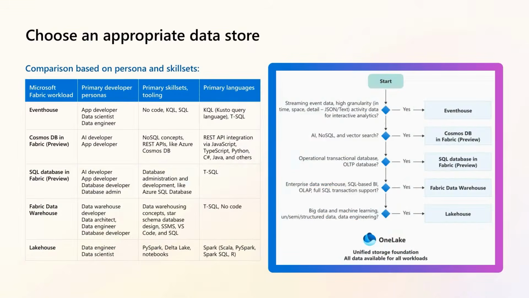Now, in terms of where to store your data, it's really driven by the primary user and what you're bringing to the table. I've got a quick comparison here that takes you through a lot of the different options. Event House, Cosmos DB in Fabric, SQL Database in Fabric, Fabric Data Warehouse, and Lakehouse. Just make sure you try and match your data to the persona that needs to use it.